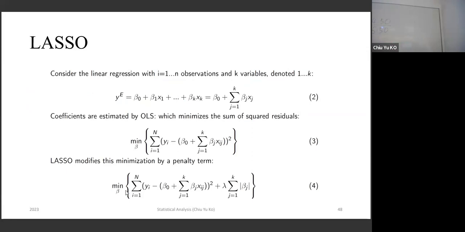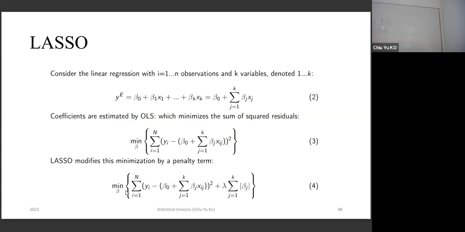Lambda times the absolute value of the beta. If lambda is 0, nothing changed. Okay, and what is this doing here? I want to minimize this guy, which means that I want to minimize this second part as well. If possible, I try to make this as close to 0 as possible.